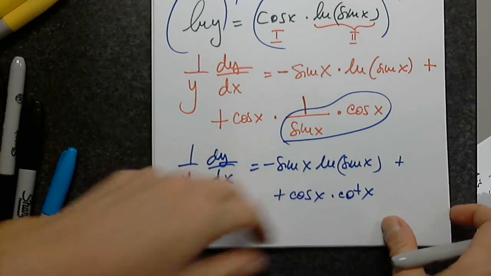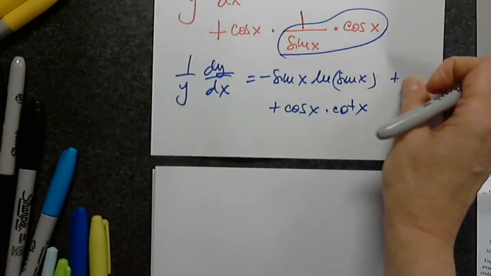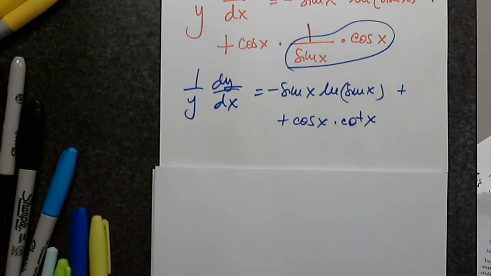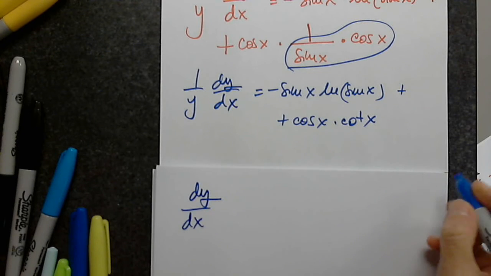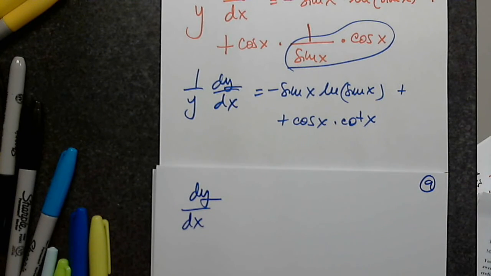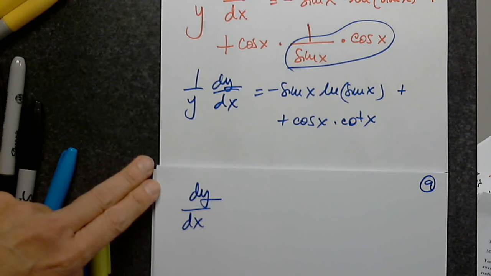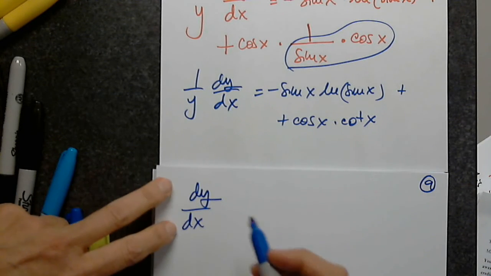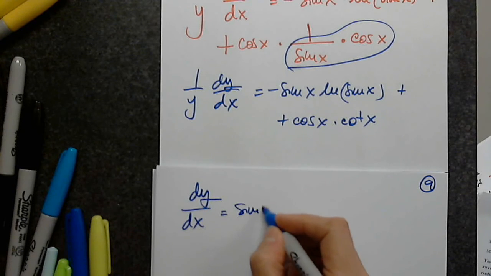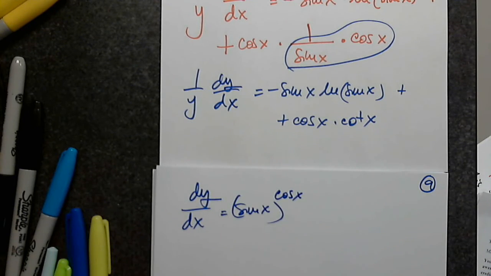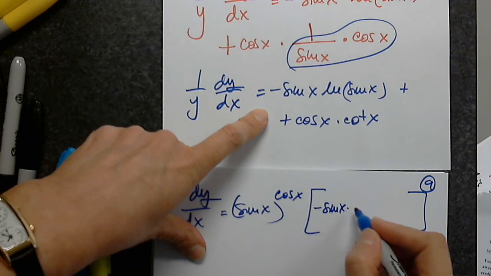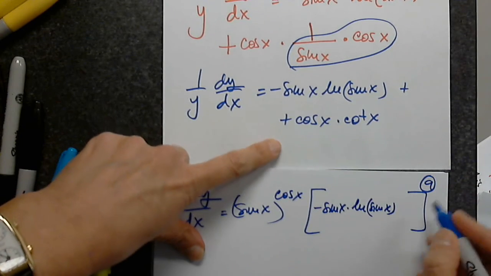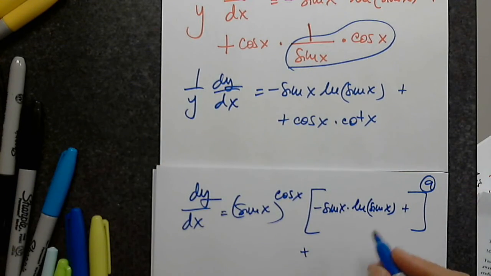And now the final step is to find dy over dx. What should I do to both sides? Please remember this is an equation. You cannot simplify just one side. So dy over dx, what do I do? Multiply both sides by y. Instead of y, I'm going to write sine x raised to cosine x, and then in brackets, negative sine x times natural log sine x, plus cosine x times cotangent x.